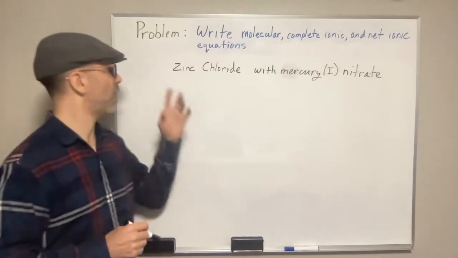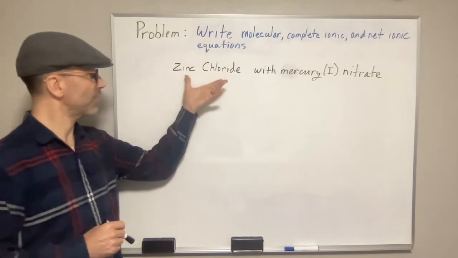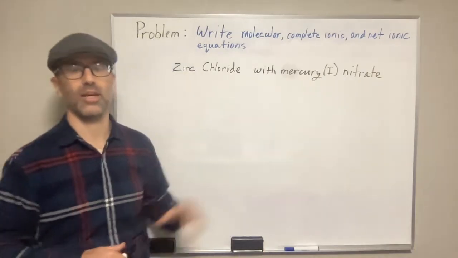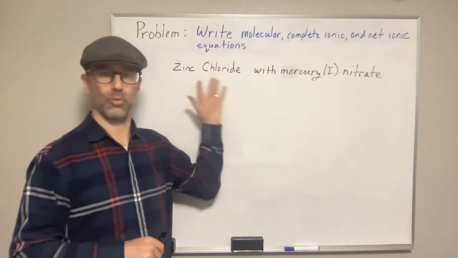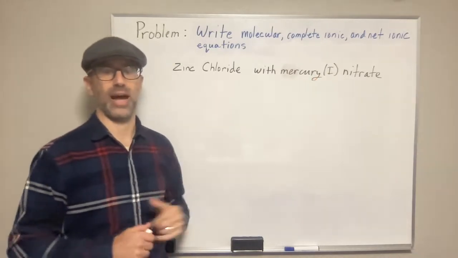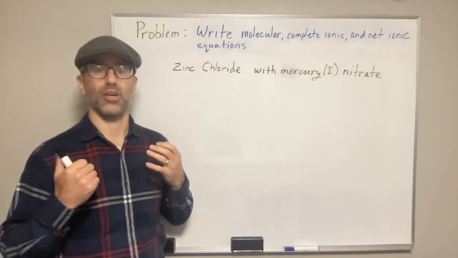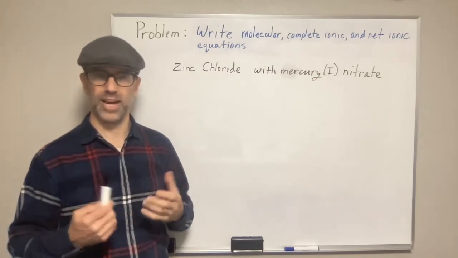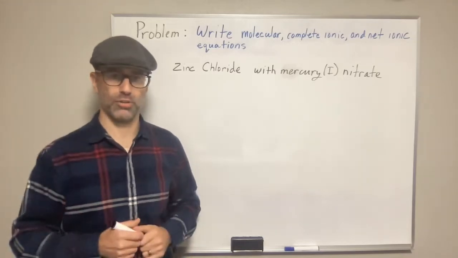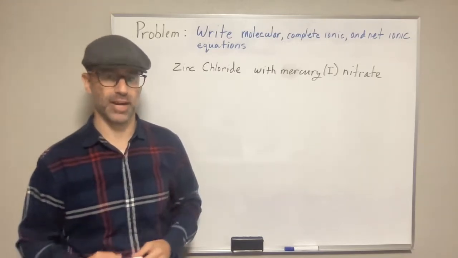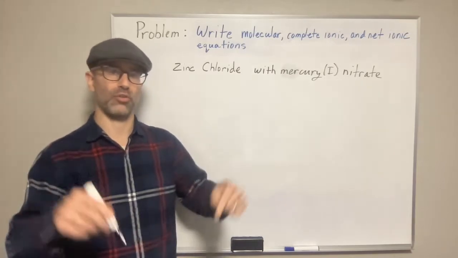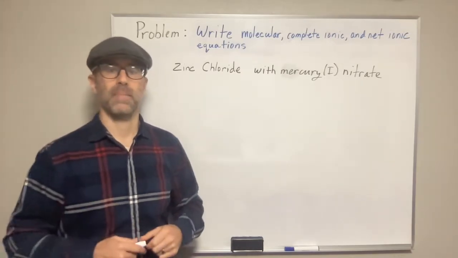So here we have zinc chloride reacting with mercury 1 nitrate. As you can see, they're giving us the names here and not the formula. So you have to know how to name your ionic compounds. If you are struggling with that, please see my videos on naming ionic compounds. I also have a video on naming acids as well. So I'll link those videos down below.